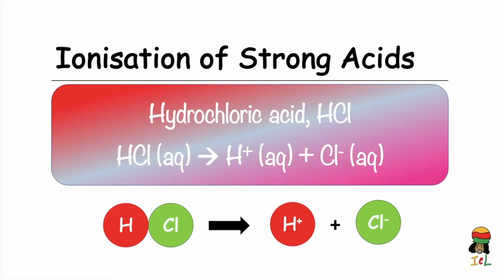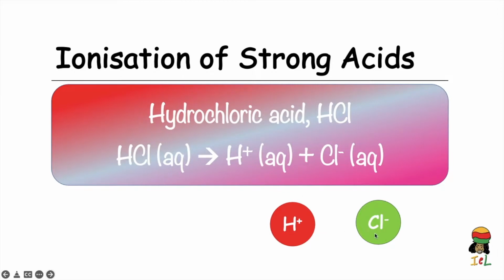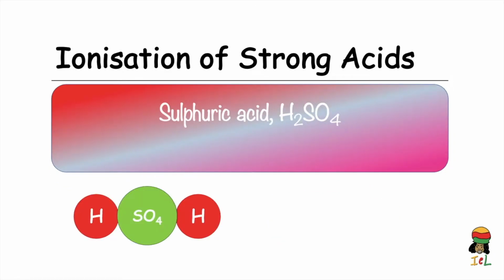As a result, a solution of hydrochloric acid will always and only contain hydrogen ions and chloride ions. There are no HCl molecules present. Next, we will look at the ionization of sulfuric acid, chemical formula H2SO4. And of course, sulfuric acid is an example of a strong acid.